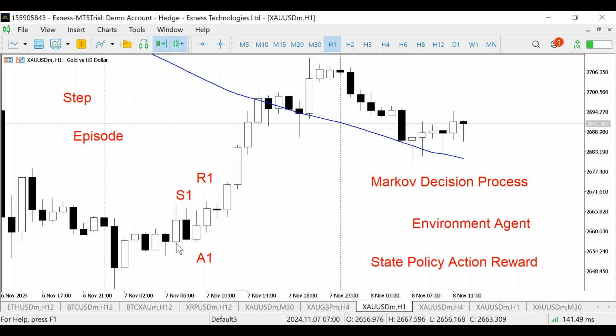Right? So now you understand what an agent is. The agent is the reinforcement learning algorithm that will constantly be observing the environment state. Now I think this is clear: environment, agent, state. Now let's move to policy. Policy is our trading strategy. Let's say we open the buy trade, then the stop loss will be at the low of the candle, and our take profit will be, let's say, 100 pips. So this is our policy.